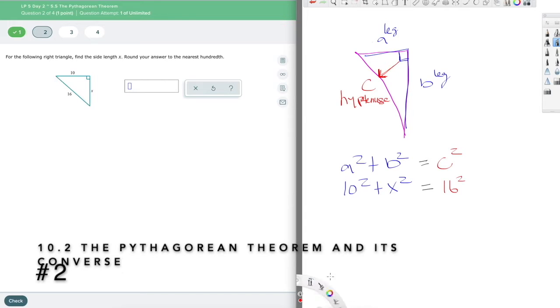So we did 16 squared in the last one. That was 256. Equals 10 squared is 100 plus x squared. So now I want to get x squared all by itself real quick. And 100 minus 100 cancels. X squared equals 156. Like that. And it's telling me to round to the nearest hundredth. If you know your squares, you might already know this isn't going to give us a nice clean integer. It's going to be kind of a funky number because 156 is not a clean square.